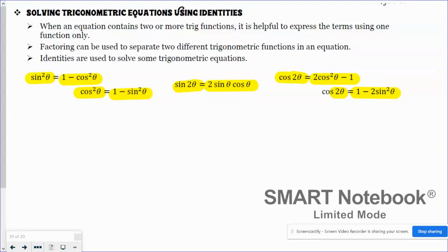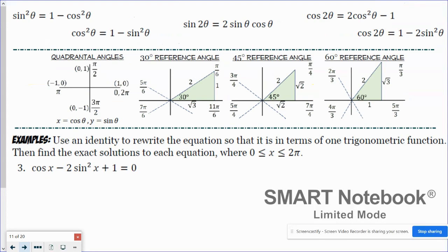How do you know which one of these to use? Well, you have to look at what the rest of the equation looks like. Okay, so let's take a look at 2 examples.